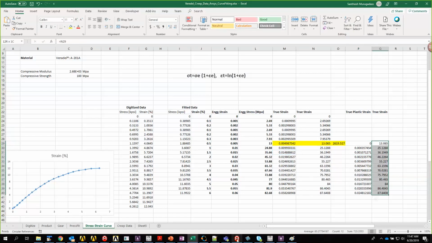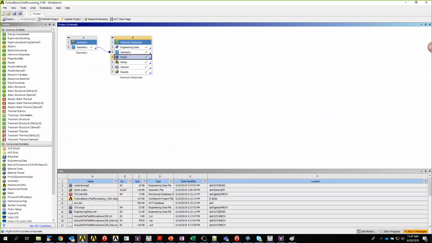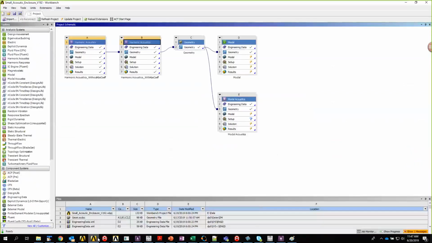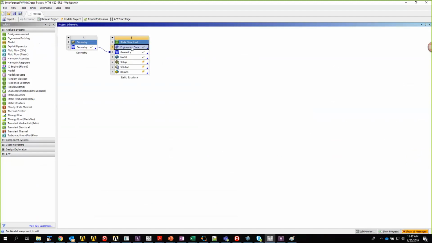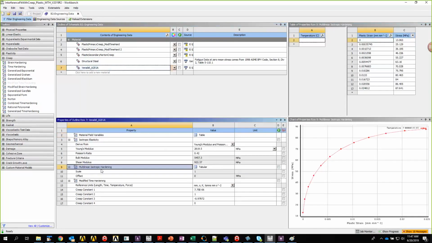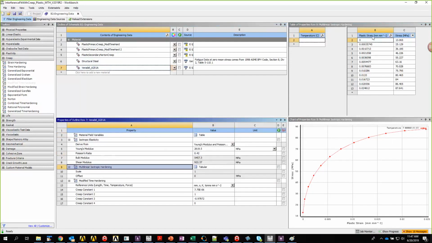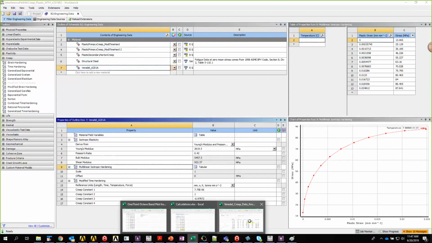Once I have this information, we are going to feed it into ANSYS. If we go to the engineering data, this is my Verdal material. For this, I'm going to input my Young's modulus, which is 2619 that we calculated, and the Poisson ratio is 0.42. And this is my plastic strain versus stress that we calculated here. This data is fed in here.